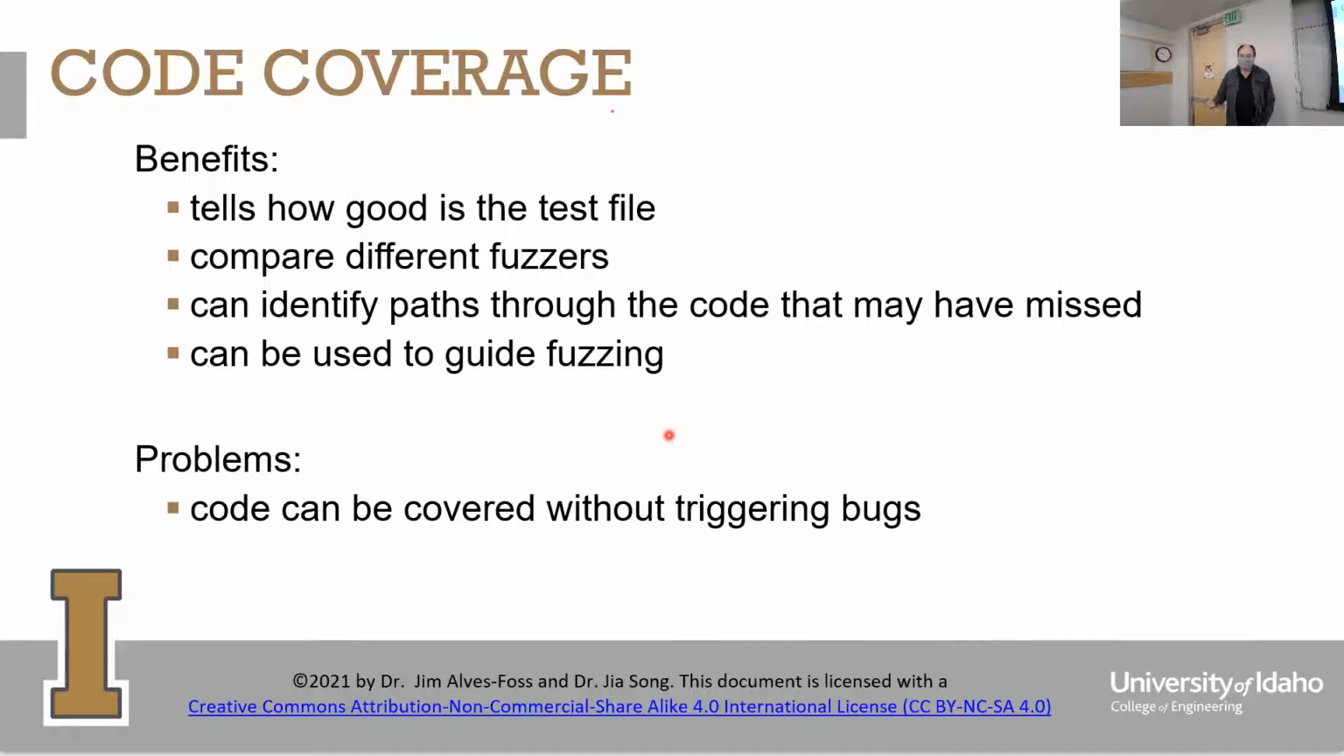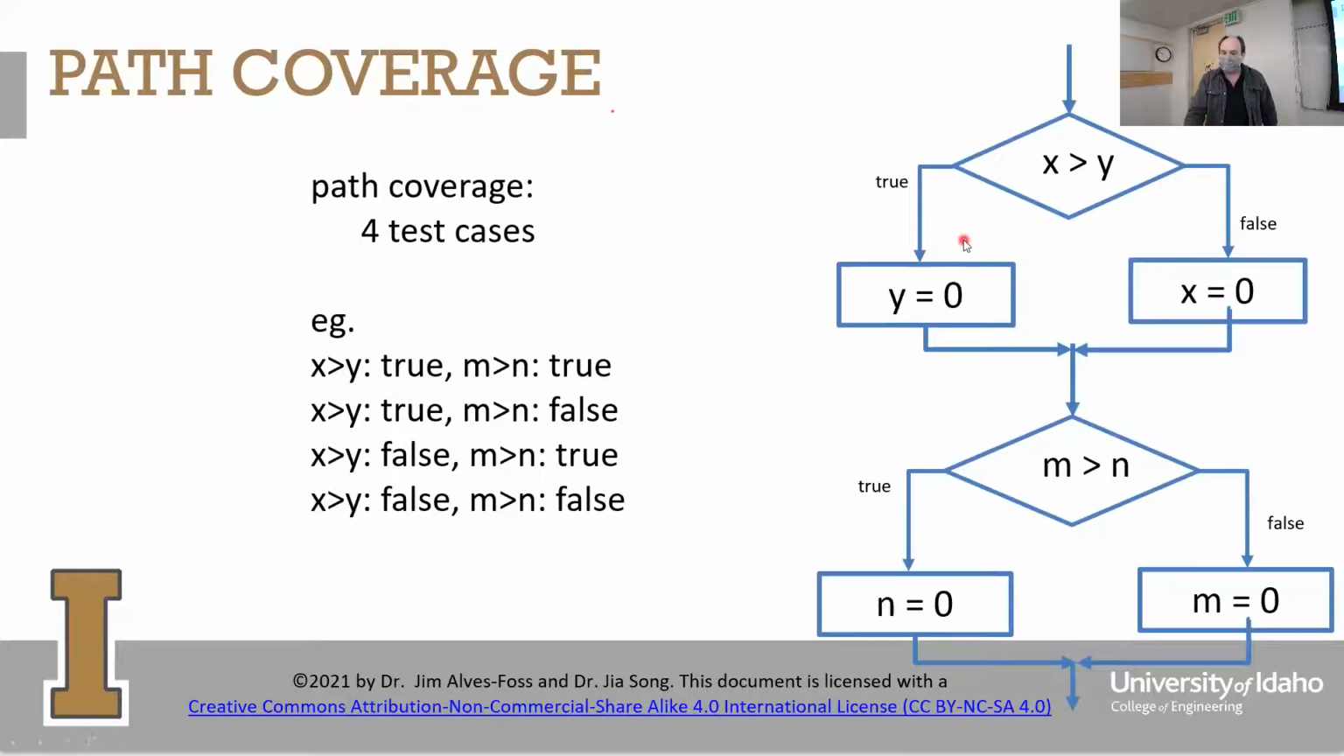The code coverage that people use tells how good your test files are. You can compare different fuzzers with different coverage, which one did better coverage. I kind of showed that graph earlier. Identify paths through the code that may have been missed, and use that to guide your fuzzer. Sometimes they say, hey, I get to this if then else, and I'm always taking the true branch. Let's find a way to change the inputs to create the else branch.